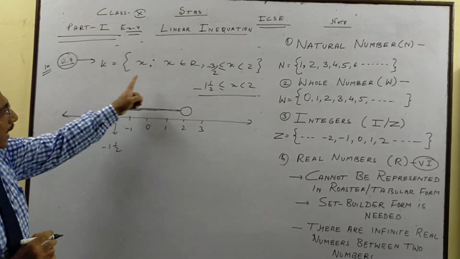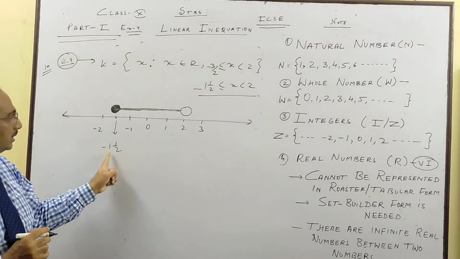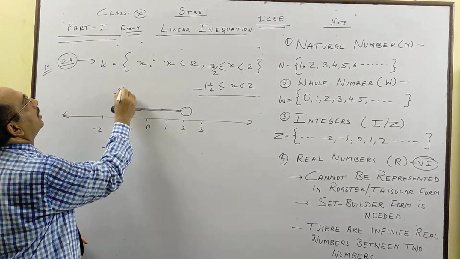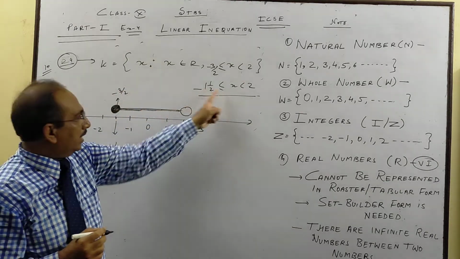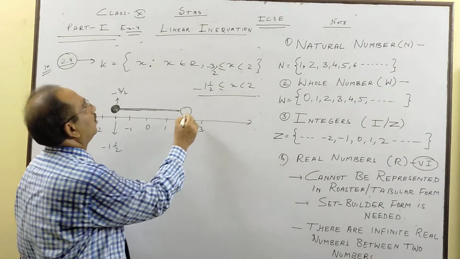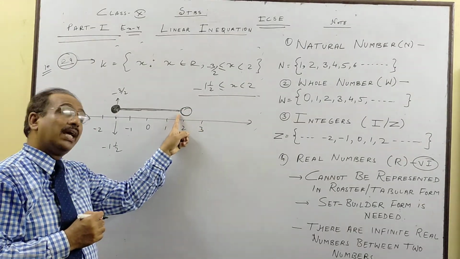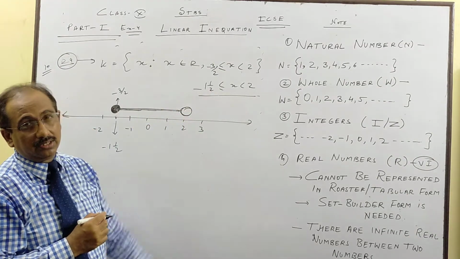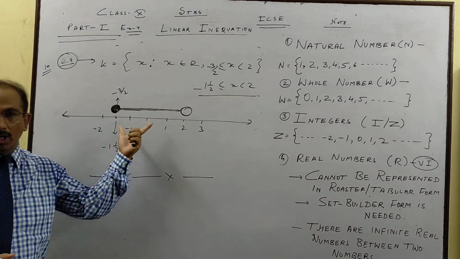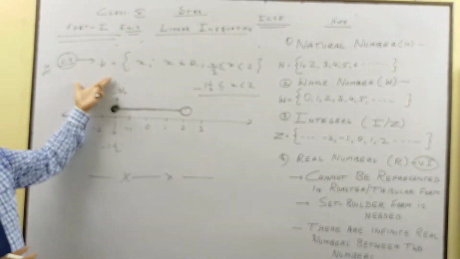Once more, X belongs to real number. There are infinite numbers between this. This is minus 1.5 or minus 3 by 2. Greater than or equal to, take a darkened circle, and here less than means a hollow circle, which means we leave 2, but the others, 1.99, 1.999, all are included in this. So boys, this was all about plotting of these numbers on a number line.